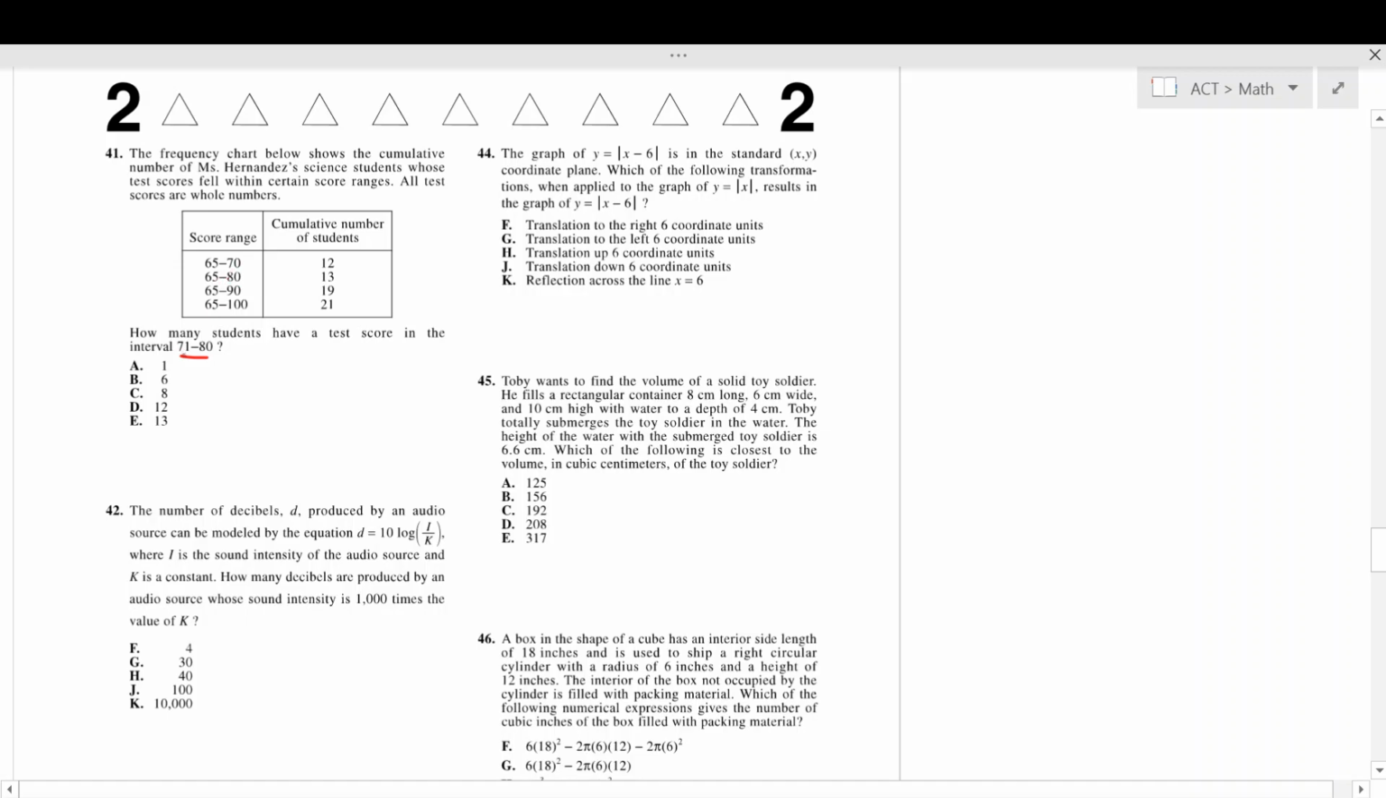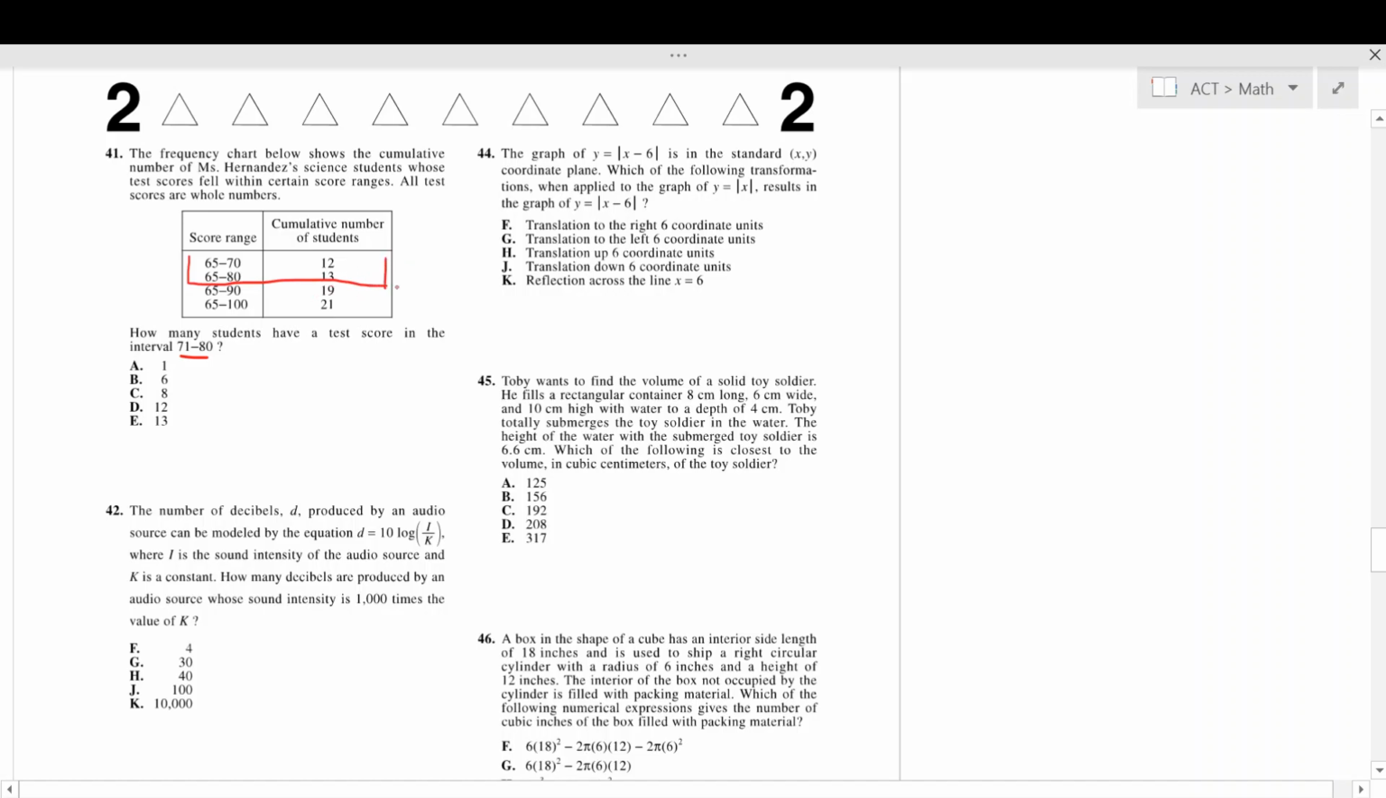We can see that we want 71 to 80, and 71 to 80 is somewhere right here, right? Because this line will be 71, and then this line here is 80. So now let's do something. We know our answer choice is going to come from somewhere over here, right?